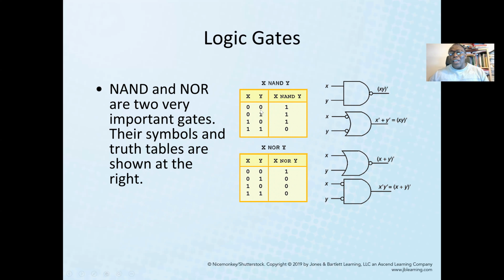0, 0, if it's AND, is 0. Not 0 is 1. 0, 1, 0 and 1 is 0. Not 0 is 1. 1 and 0 is 0. Not 0 is 1. 1 and 1 is 1. Not 1 is 0.